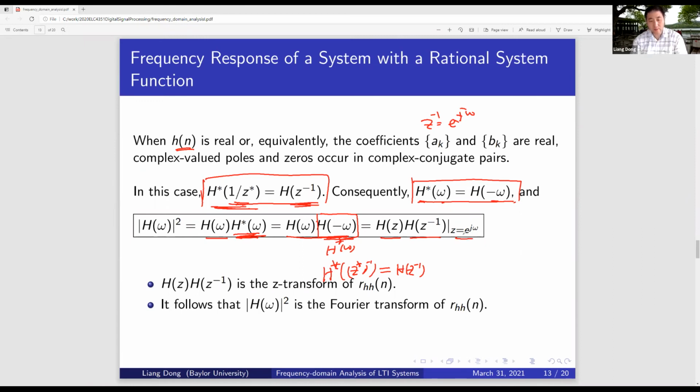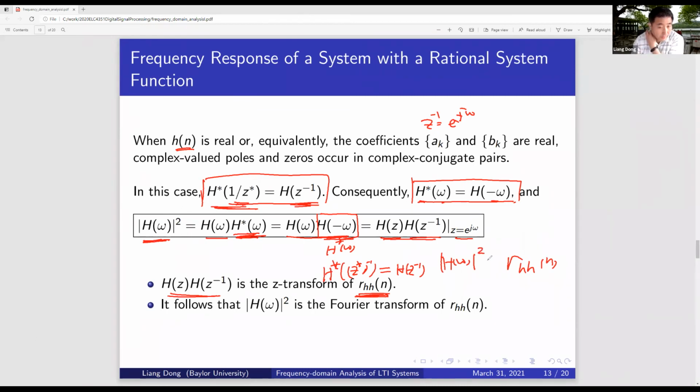So this is the spectrum, if you like. It's a spectrum of the system. The absolute value of H squared can be written as this. Okay. H(z) times H(z to the power negative 1) is the z transform of r_hh. What does that mean? Well, this is the autocorrelation of h[n] and h[n]. And this part here is my power spectrum.